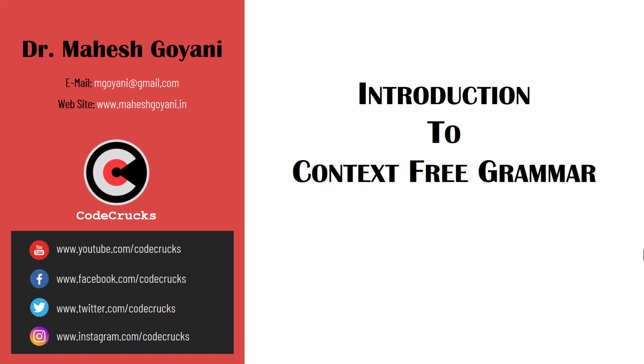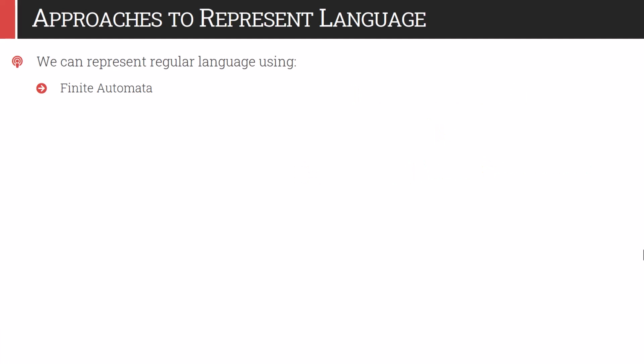There are a huge number of languages which cannot be produced by regular language or regular grammar. So we have a superset of that, which is known as context-free grammar. Language produced by context-free grammar is known as context-free language, CFL. We can represent any regular language using the following approaches. One is finite automata, second one is regular expression, and the third one is regular grammar. So if the language is regular, then we can definitely draw finite automata. We can also write a regular expression for that, and we can also have a regular grammar for that.